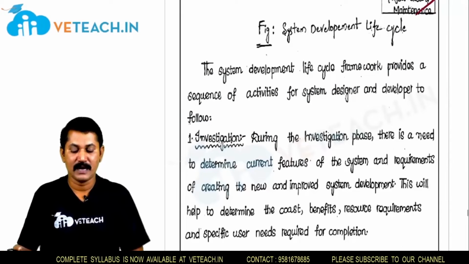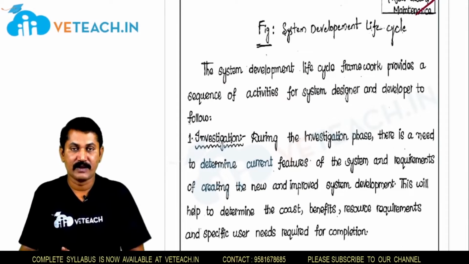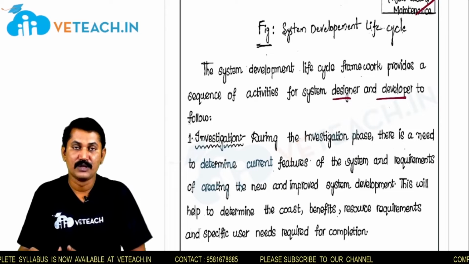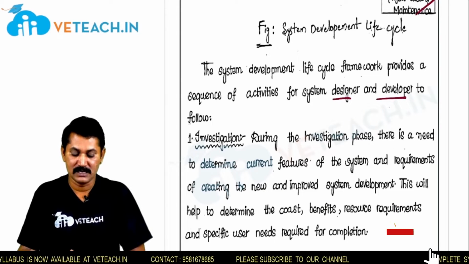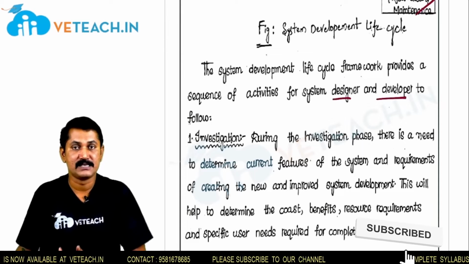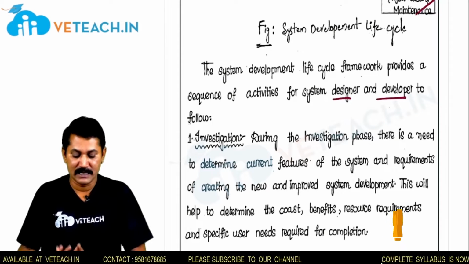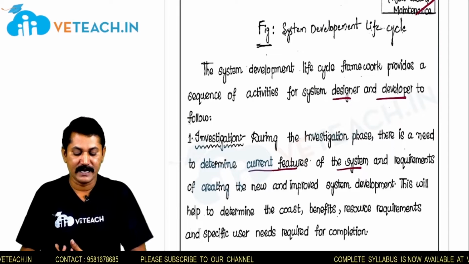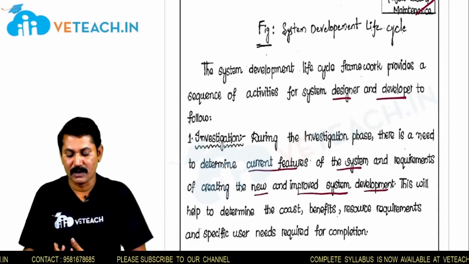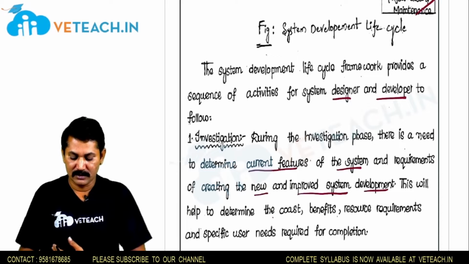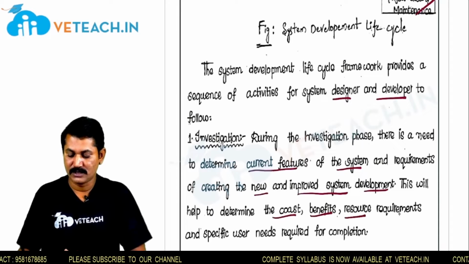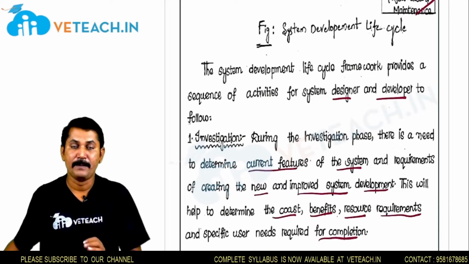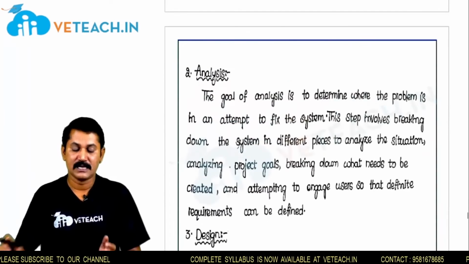The system development lifecycle framework provides a sequence of activities for the system designer as well as the developer to do the following things. The first and foremost one is investigation. During the investigation phase, there is a need to determine the current features of the system and the requirements of creating a new and improved system. This will help to determine the cost, benefits, resource requirements and specific user needs required for the completion of the task.